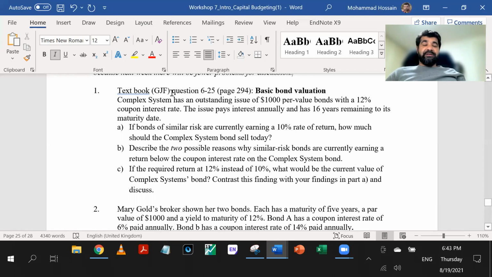Textbook question 6-25, page 294, basic bond valuation. Complex System has an outstanding issue of $1,000 par value bonds with a 12% coupon interest rate. The issue pays interest annually and has 16 years remaining to its maturity date.